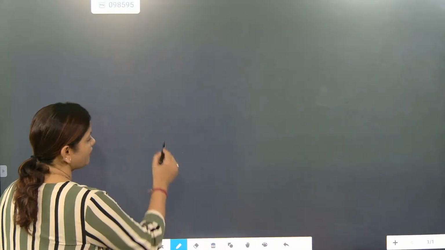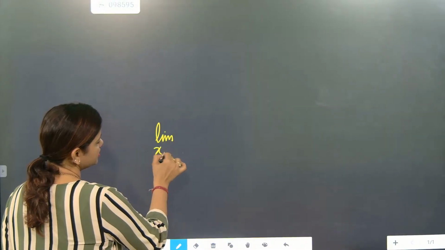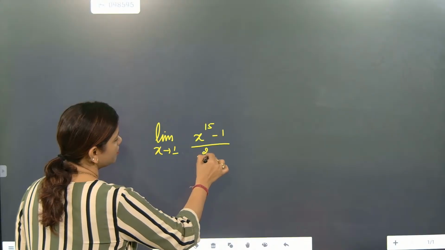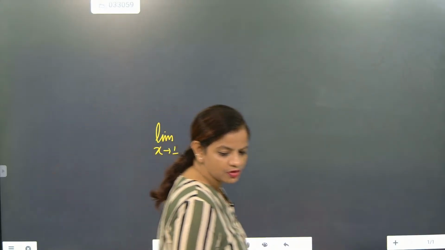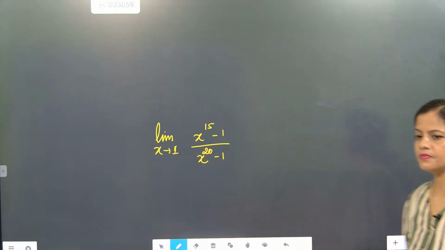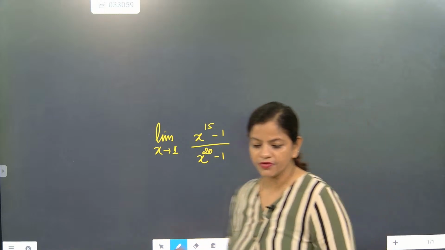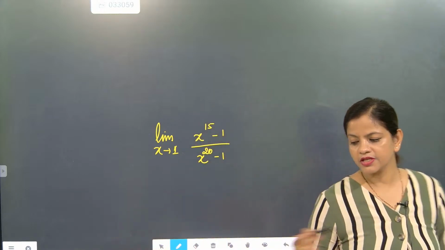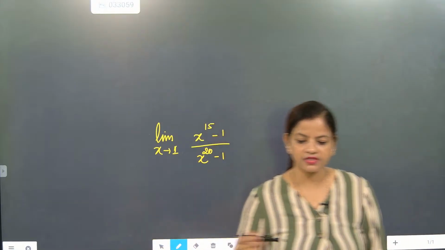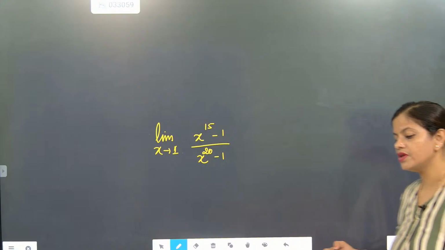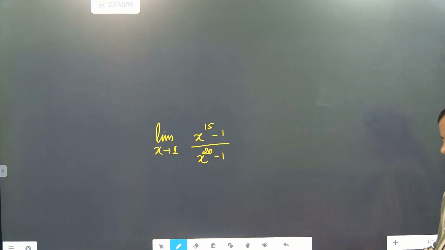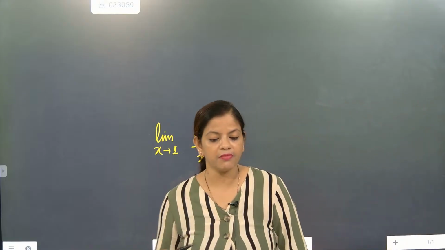Question is, if accidentally they give you limit x tends to 1, x to the power 15 minus 1 by x to the power 20 minus 1, then how are we going to solve this question? Check this one out nicely. If they give you this, how do we proceed with the formula and solve it? x to the power 15 minus 1 by x to the power 20 minus 1.